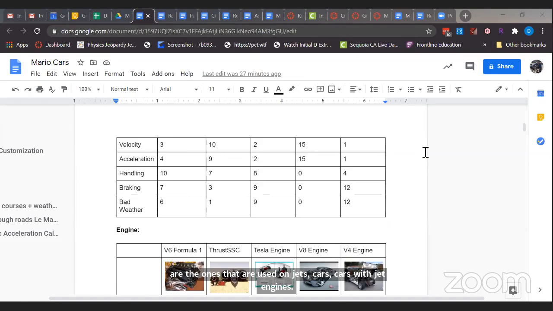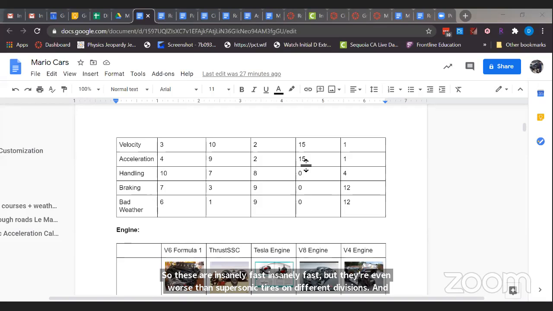So those are the 5 wheels you can choose from, and each one of these has a different level of statistics. Some of these have really good velocity and really good acceleration, with really bad handling for bad weather. They should hopefully be balanced so that the total numbers are the same.